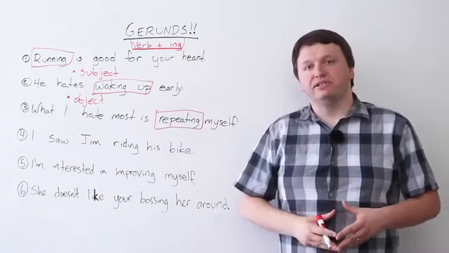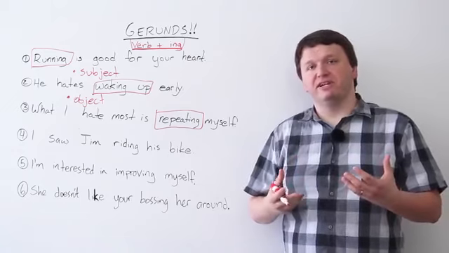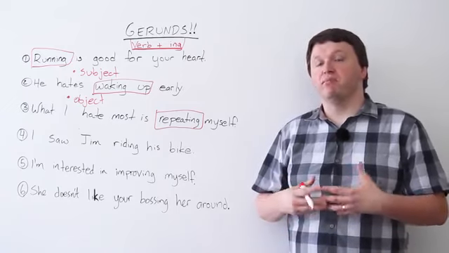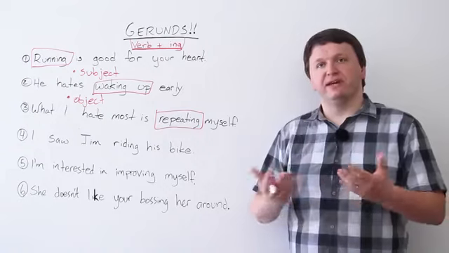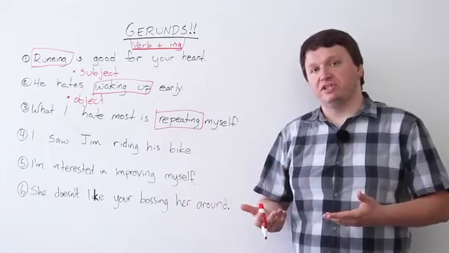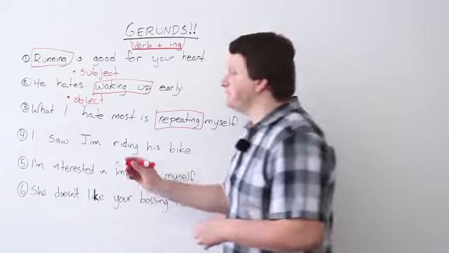Now, in this situation, the gerund is not actually an object because the subject is not doing anything to the gerund. You're just giving more information about the subject. So, what I hate most, and then you're actually telling me what you hate most. You're giving more information about it. So, what you're doing is providing a subject complement.